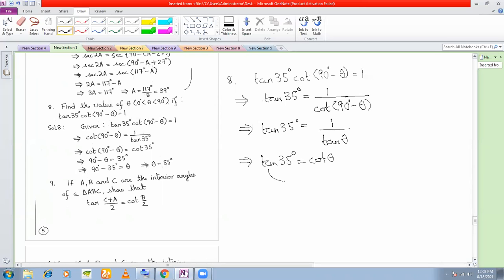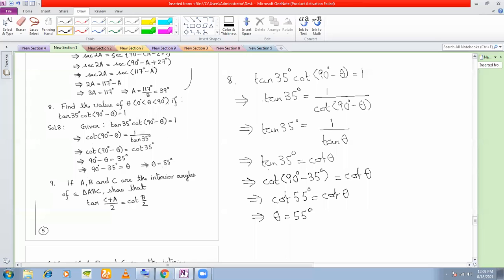Now what will I do? Now I have a tan on one side and I have cot on the other side. You know that tan can be changed to cot, right? So you either change tan 35 to cot, or you change cot theta to tan. Okay, better to change this to cot, right? So you get cot 55 degree is equal to cot theta. That means you get theta is equal to 55 degree. And that's the solution. Any question on this?